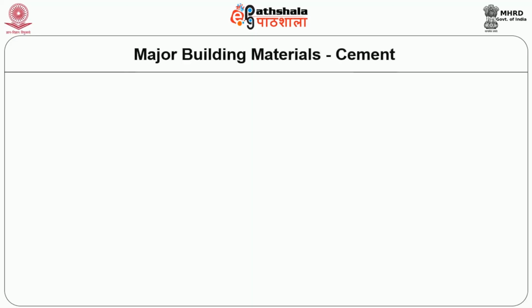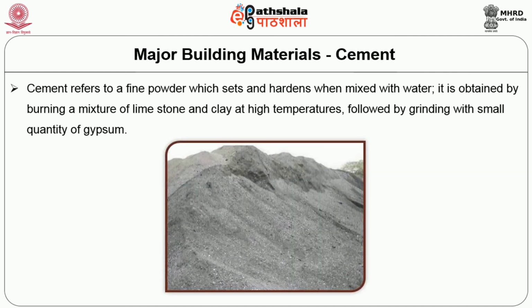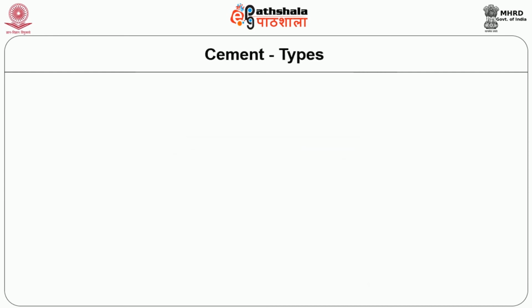The next material is cement. Cement refers to a fine powder which sets and hardens when mixed with water. It is obtained by burning a mixture of limestone and clay at high temperatures, followed by grinding with a small quantity of gypsum. Types of cement depend on their composition and are as follows.